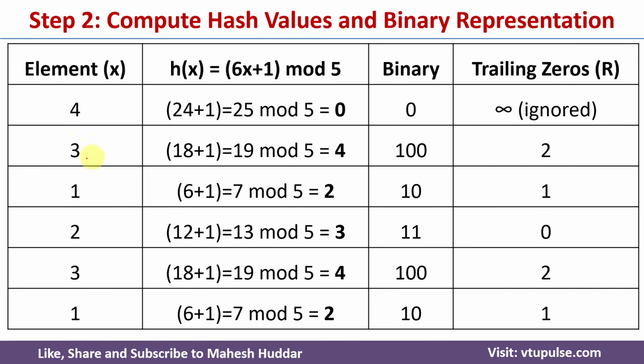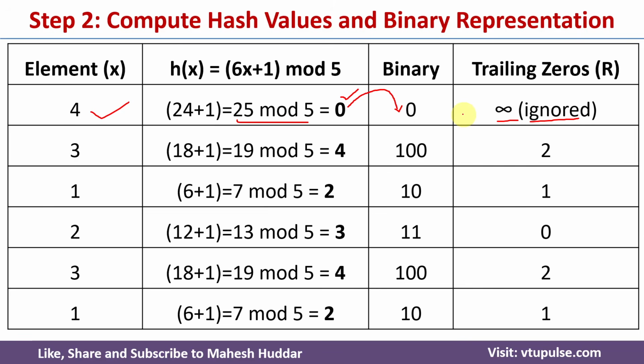And here we can see that for the element 4, 6 into 4 is 24 plus 1 which is equal to 25 mod 5. And for this one we are getting the answer as 0, and the binary representation of this 0 is 0 only. And for this one we consider the trailing zeros as infinity, so we will ignore this one.